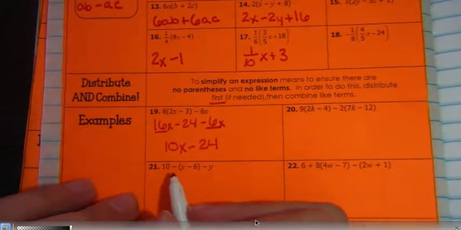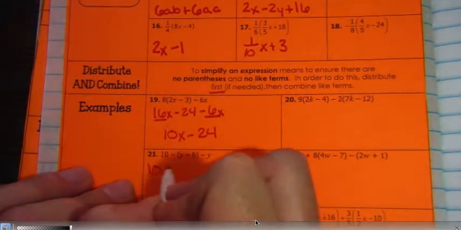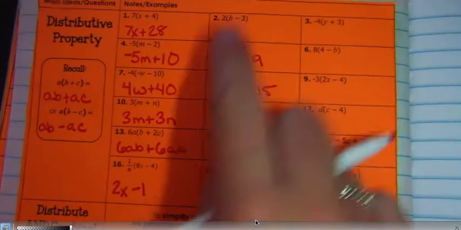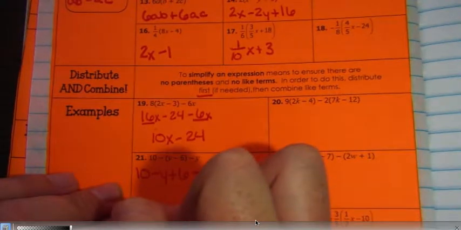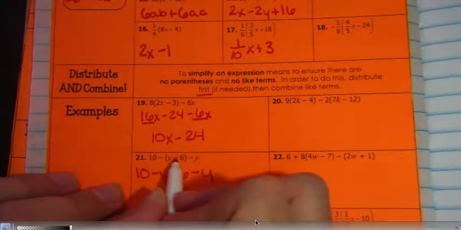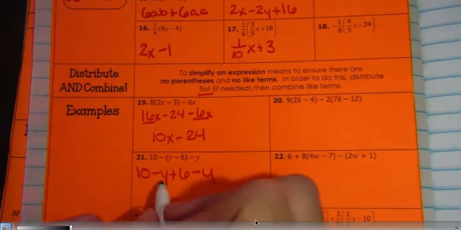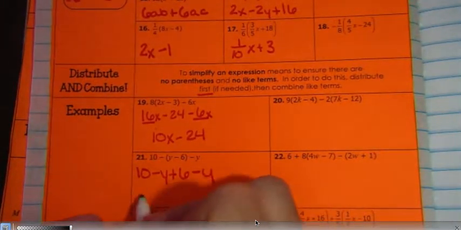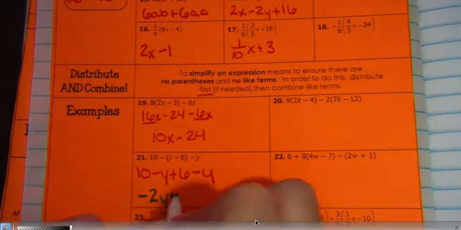All right, so I'm going to distribute here. Remember this, I'm distributing a negative. So it'd be -y plus 6 minus y. I don't do the opposite here because that's not in the parentheses. And then I'm going to combine my like terms. Negative y and negative y make negative 2y. 10 plus 6 is 16.